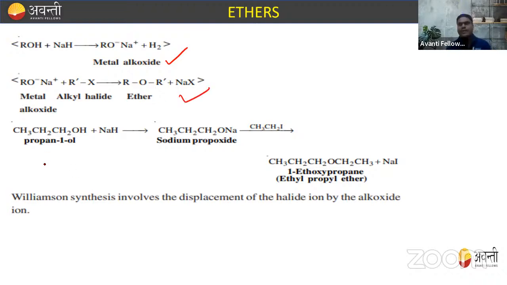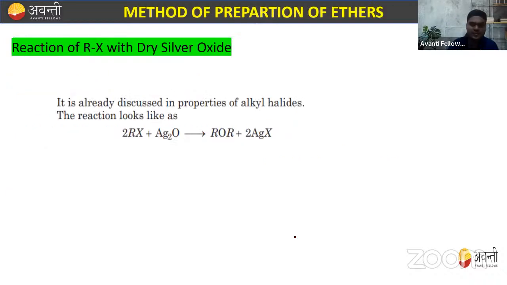For example, here we have propan-1-ol, CH3CH2CH2OH. When this propan-1-ol reacts with NaH, it gives sodium propoxide. This is basically the metal alkoxide. Now, when this is treated with the alkyl halide, we get the ether, which is called ethoxypropane, that is, ethoxy and propane. So the Williamson synthesis involves the displacement of the halide ion by the alkoxide ion. Always remember this method.